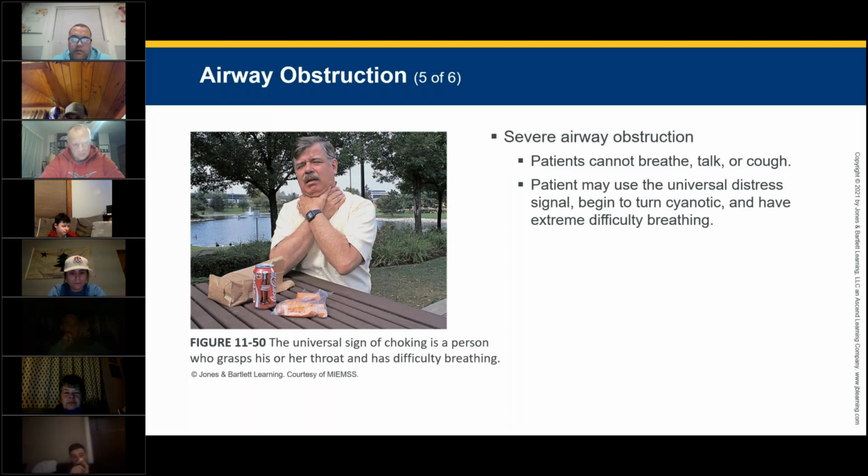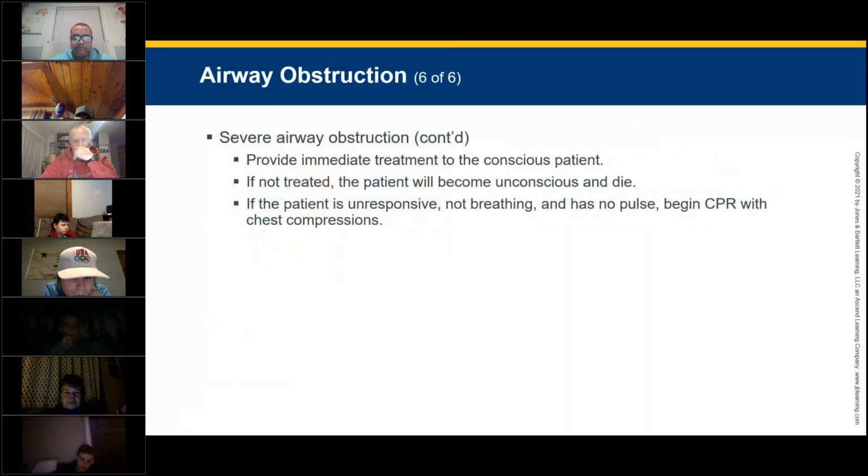With a severe airway obstruction, patients cannot breathe, they cannot talk, and they cannot cough. The patient may clutch or grasp the throat, which is the universal distress signal. They may begin to turn cyanotic, and they're going to have extreme difficulty breathing. So if you see a patient doing that with their hands, that is the universal sign that they are choking. If they're conscious, you need to provide immediate treatment. If they're not treated, they're going to become unconscious. If the patient is unresponsive, not breathing, and has no pulse, we do CPR with chest compressions.